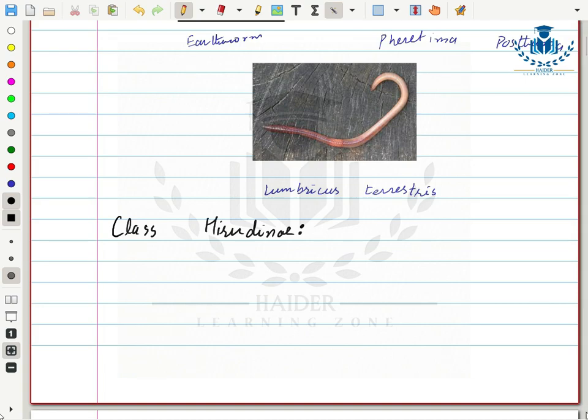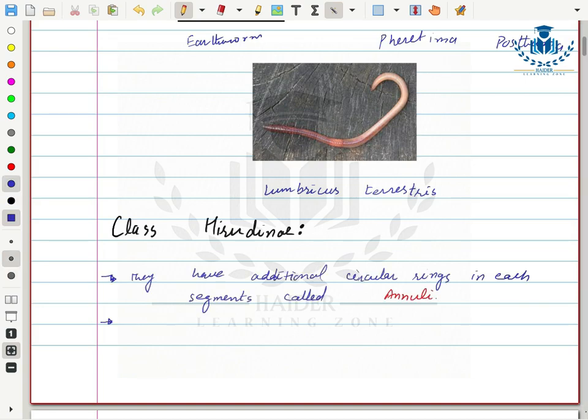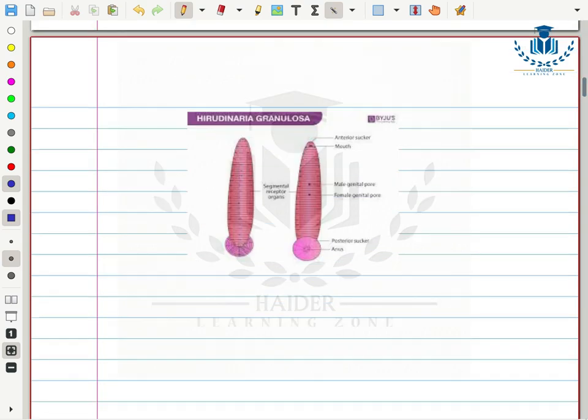Next class is class Hirudinea. They have additional circular rings in each segment called annuli. Their body has a fixed number of segments, and in each segment there are some additional circular rings and markings, which we call annuli. You can see that this is a figure of a leech and there are many ring-like structures present on the surface of the leech. So these rings are called annuli.